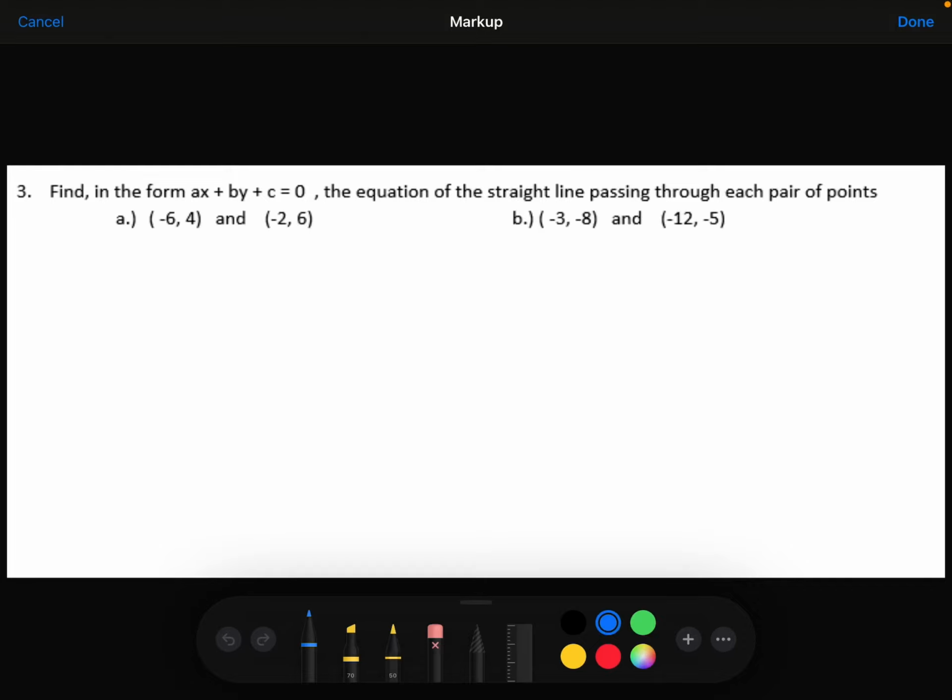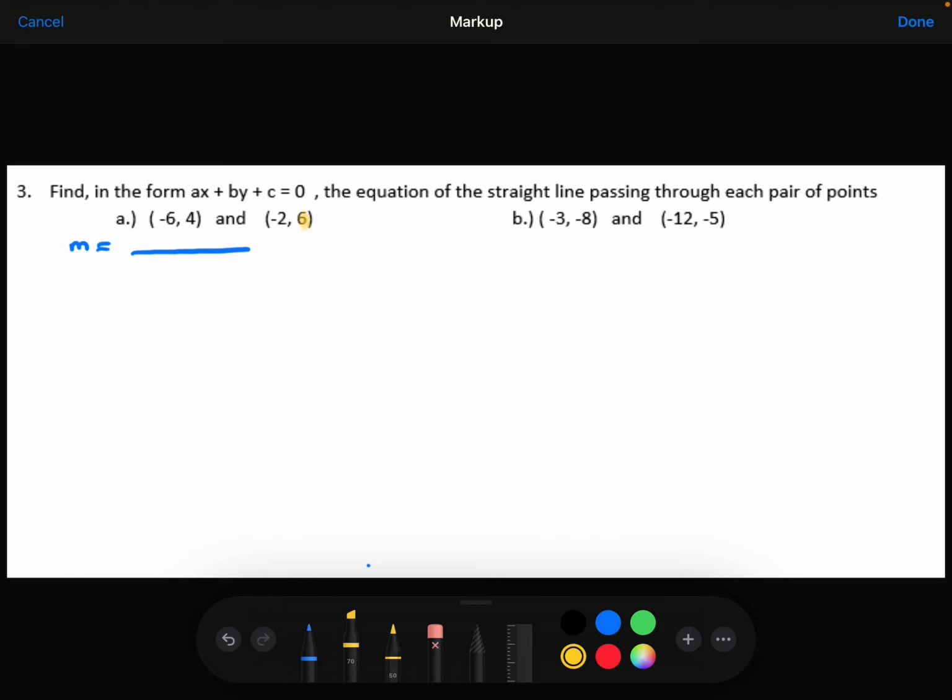Find in the form ax plus by plus c equals 0 the equation of the straight line passing through each pair of points. So for A, let's start by working out the gradient here by doing the change in the y divided by the change in the x.